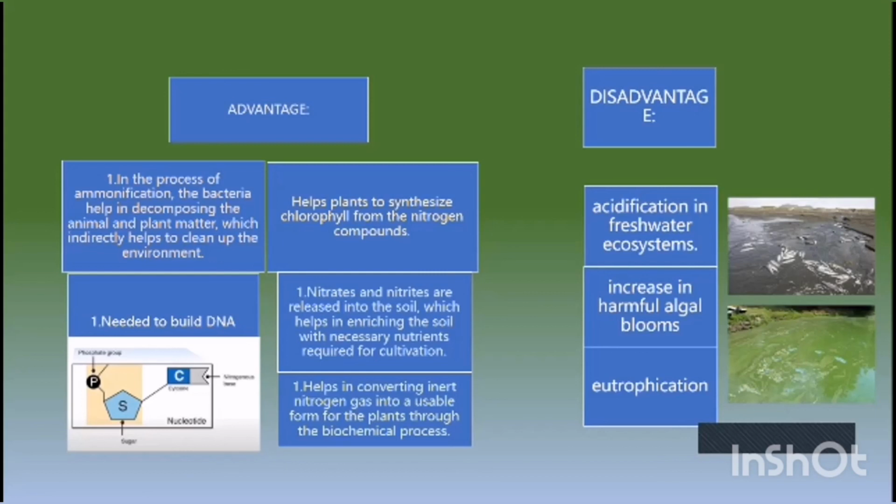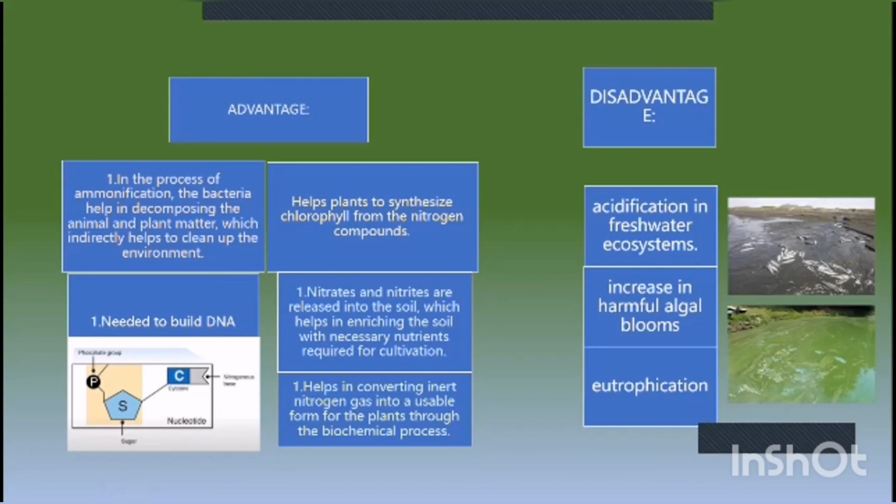Nitrogen is also needed to build DNA. You can see nitrogen is part of the DNA. Next, nitrogen helps plants to synthesize chlorophyll from the nitrogen compounds. Nitrites and nitrates are released into the soil, which helps to enrich the soils with necessary nutrients required for cultivation. Nitrogen cycling also helps in converting inert nitrogen gas into usable forms for the plants through biochemical processes.